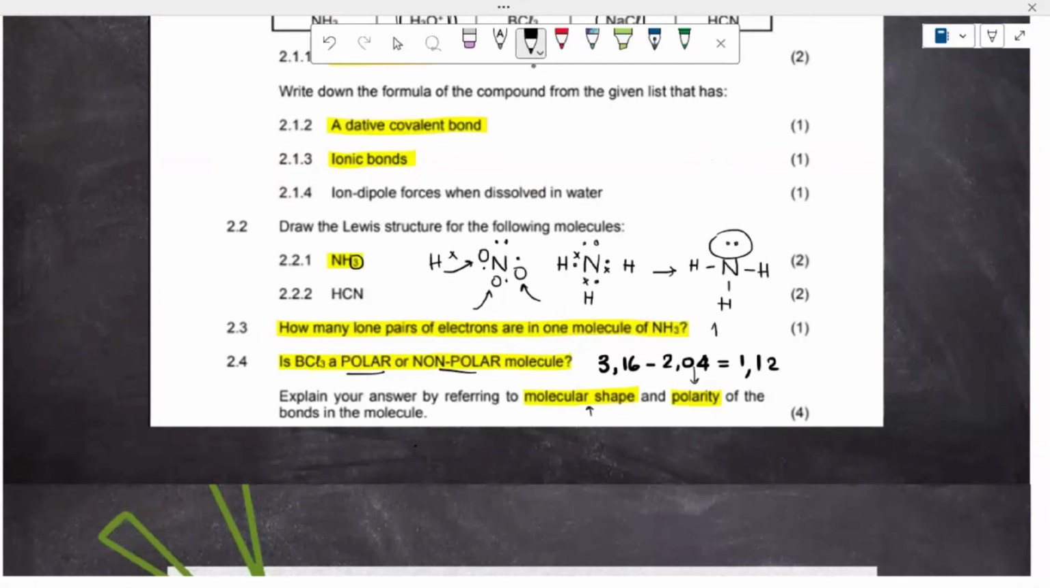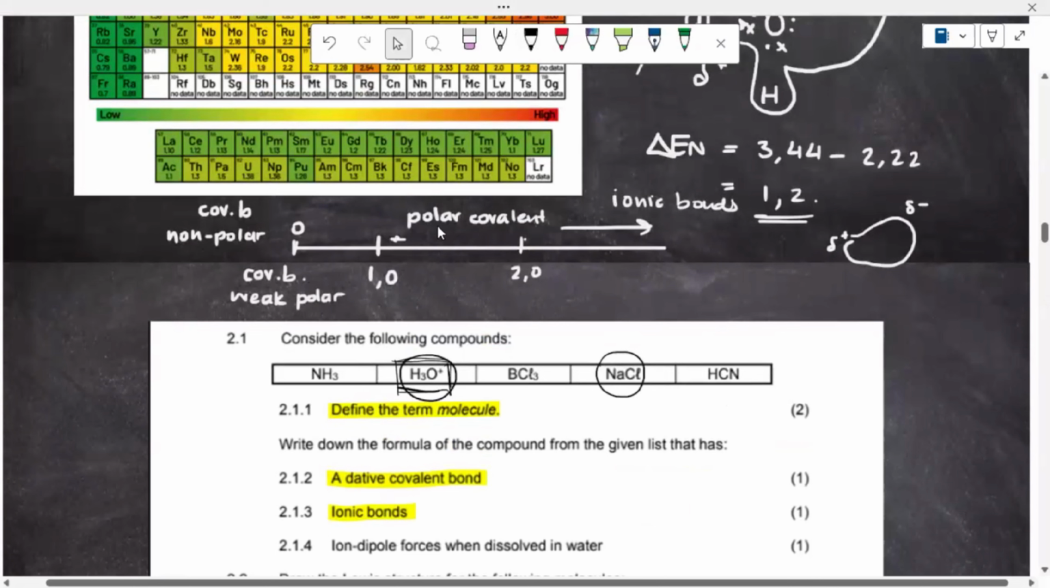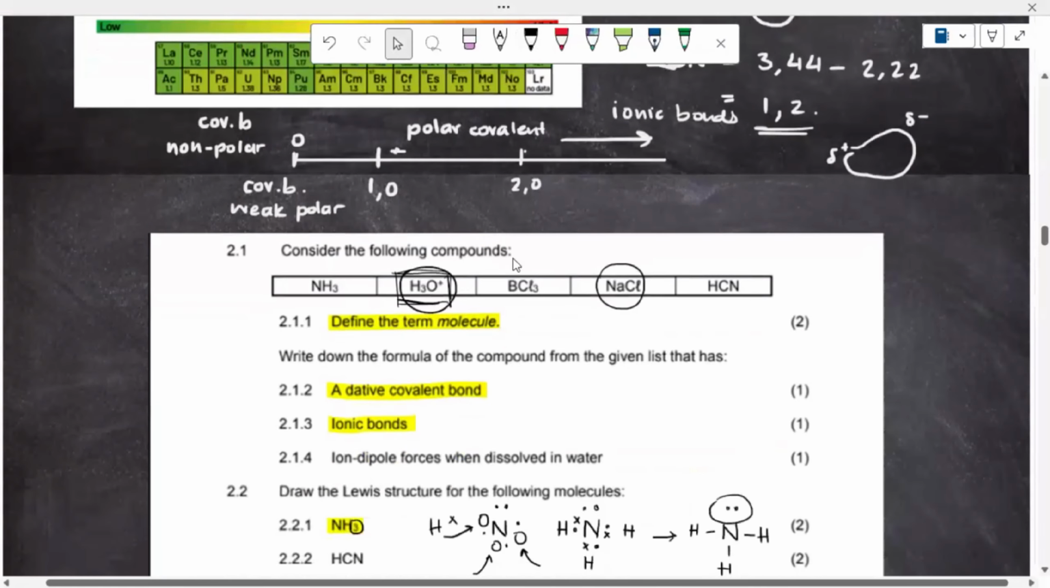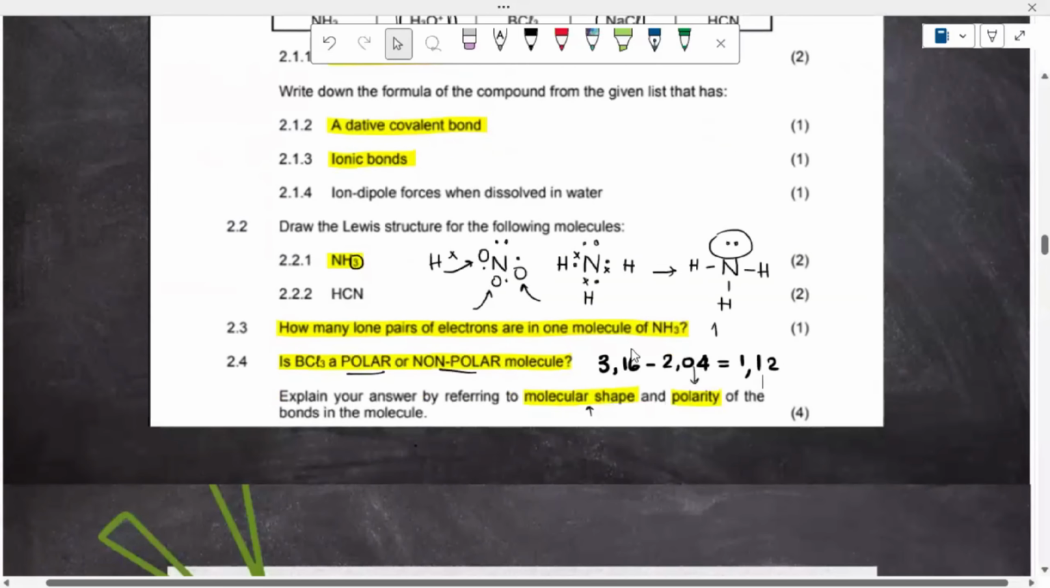1.12, right? So again, if we come back to the scale over here, we need to look at where on the scale it actually falls, and it's falling between 1 and 2. So in terms of the bond between our boron and our chlorine, that would be a polar bond, right? But just because there's a polar intramolecular bond, that doesn't mean that the entire molecule will be polar, right?